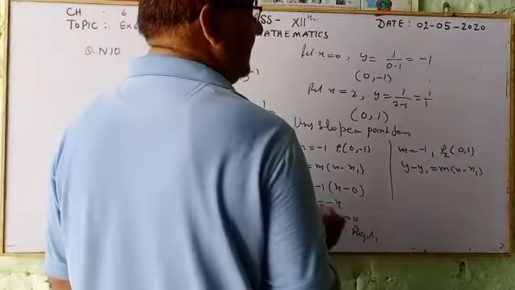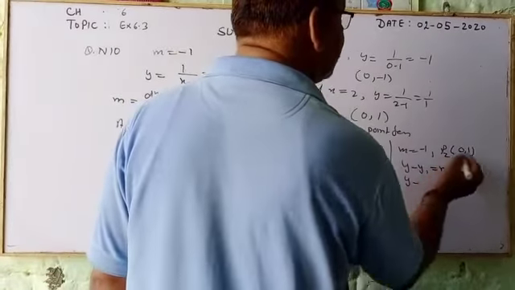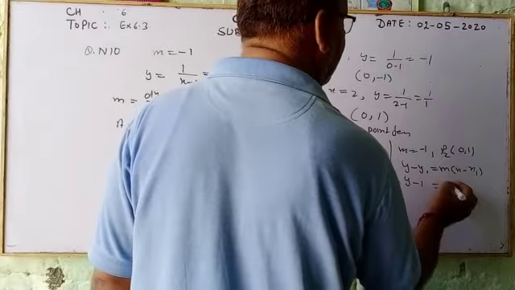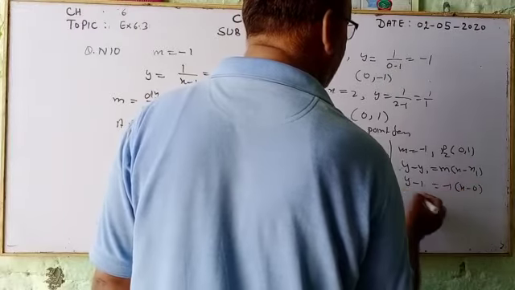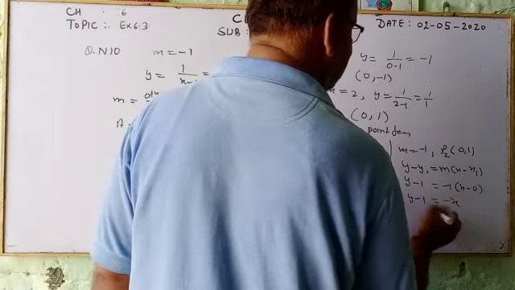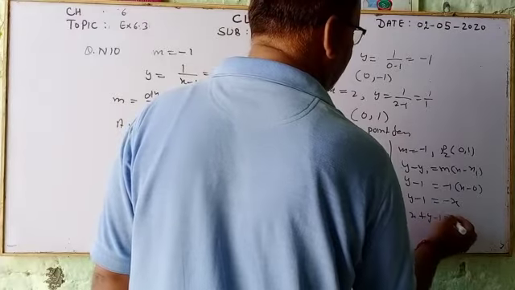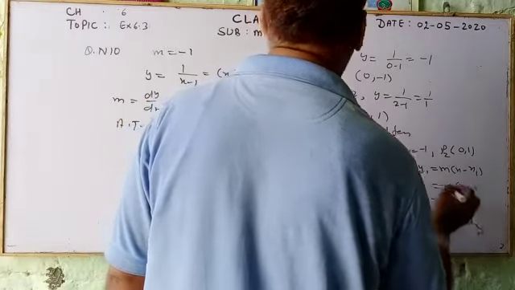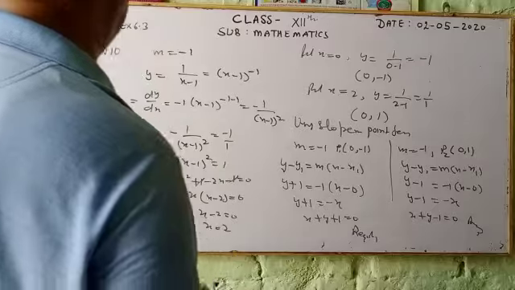Now we put y minus y1, that is y minus 1, m we are taking -1, x minus 0. So y minus 1 equal to -x and x plus y minus 1 equal to 0. We get another answer, so we have the required two equations here.